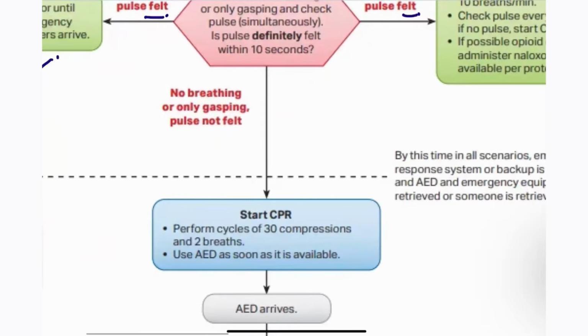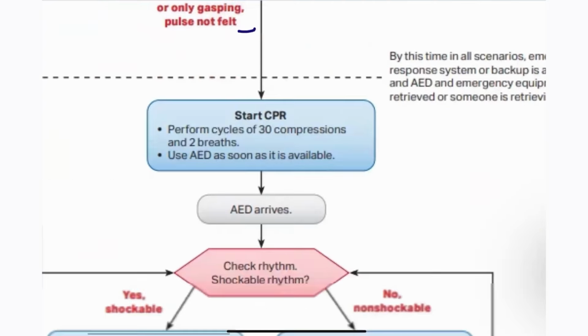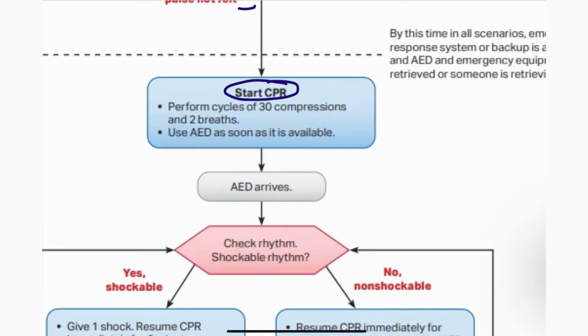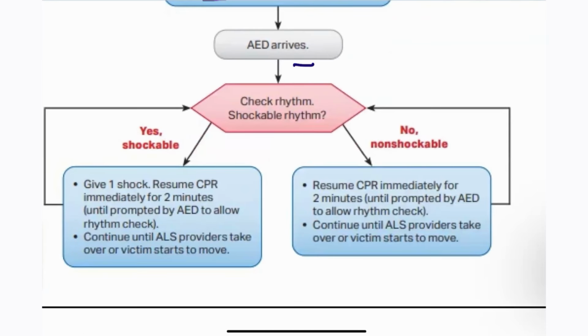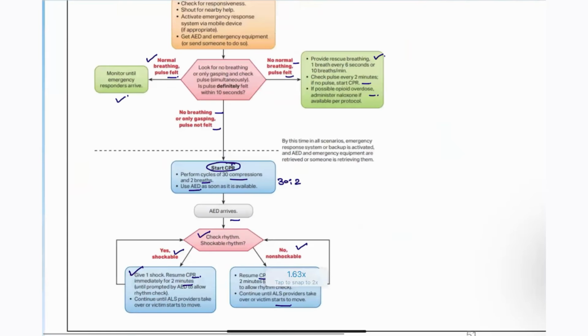But if no breathing and no pulse, what do you have to do? You have to start the CPR. How are you going to give it? 30 to 2 ratio: 30 compressions, 2 breaths, and start the AED. The defibrillator has to be started. Once the defibrillator is started, check the rhythm. If it is shockable, give one shock and do CPR for 2 minutes. If it is non-shockable, then resume CPR and immediately check whether the rhythm is present or not. This is how we proceed for BLS patients.